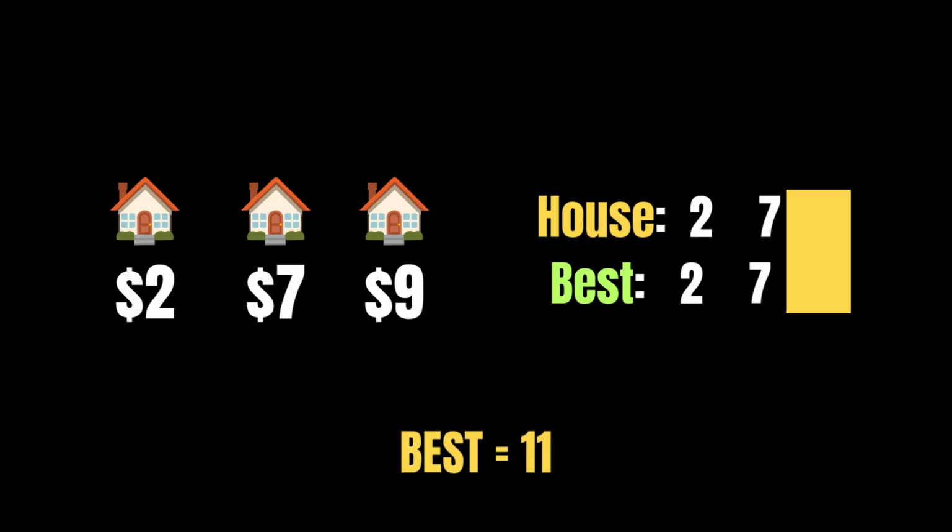Now notice what just happened. At every house, we have exactly 2 choices. Skip the current house, in which case we keep the previous best. Or rob the current house, in which case we add its money to the best amount we could make 2 houses before it. And we simply take whichever choice gives us more money.